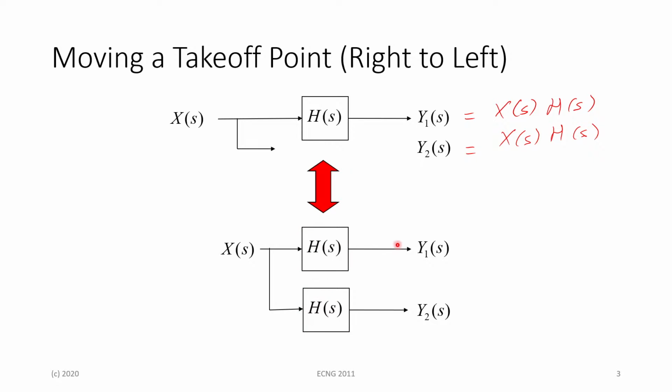So once this takeoff point moves from the right of the h of s block to the left of the h of s block, the compensation in order to maintain the y2 of s equation is that it needs to be multiplied by this h of s block here. The reason for this is that we need to maintain our original equations for y1 of s and y2 of s at this point as well, for the takeoff moving from right to left.